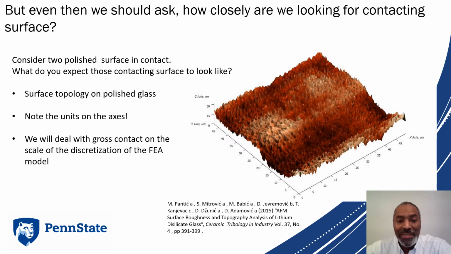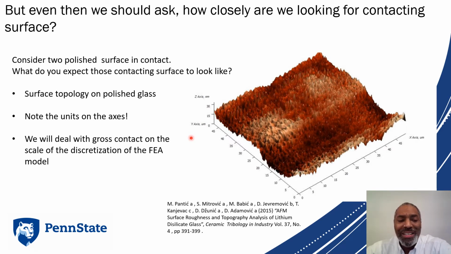Did you picture this? Here is an atomic force microscopy image of the surface topology of polished glass. Notice the units on the axes. Here we have microns, 0 to about 50 microns. On this axis, the same thing, 0 to about 50 microns. Our elevation is in nanometers. So we're seeing here surface roughness of a polished surface of glass down to a nanometer scale.